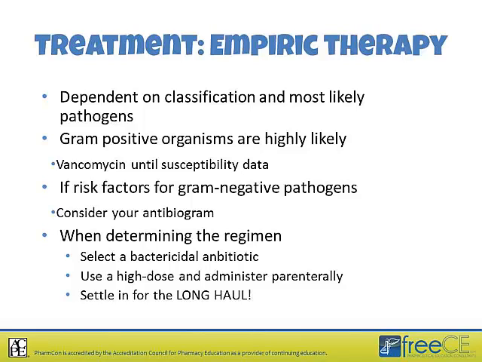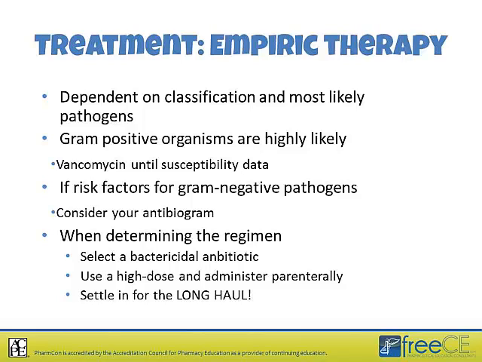So I think vancomycin is a perfect option to cover your staph, your strep, and your enterococci until you have additional susceptibility data. If you have risk factors for gram-negative pathogens, remember we do have about 1.5 to 15% of patients that will develop those gram-negative pathogens. And at this point, I would say consider your antibiogram, particularly if they're at risk for something like Pseudomonas or other highly resistant gram-negative organisms. So I would say consider your antibiogram.